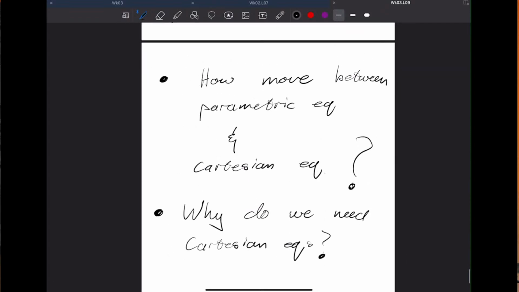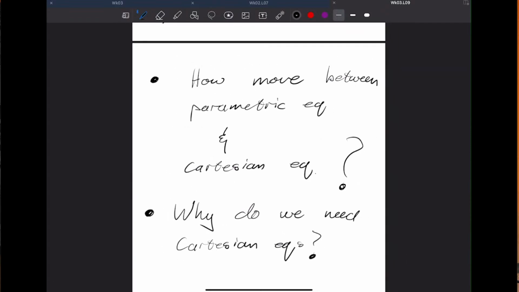So these are two questions. The first question is, of course, a bit technical. That is a question about technique. The second question is a little bit more fundamental. What is it good for? Why do we need these two different representations of planes?